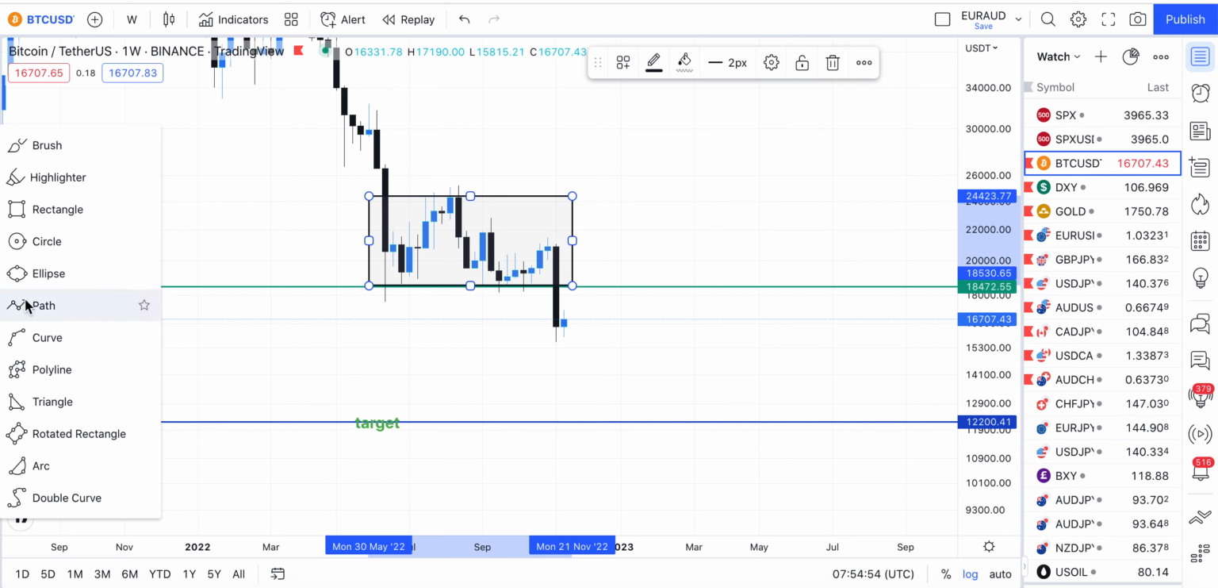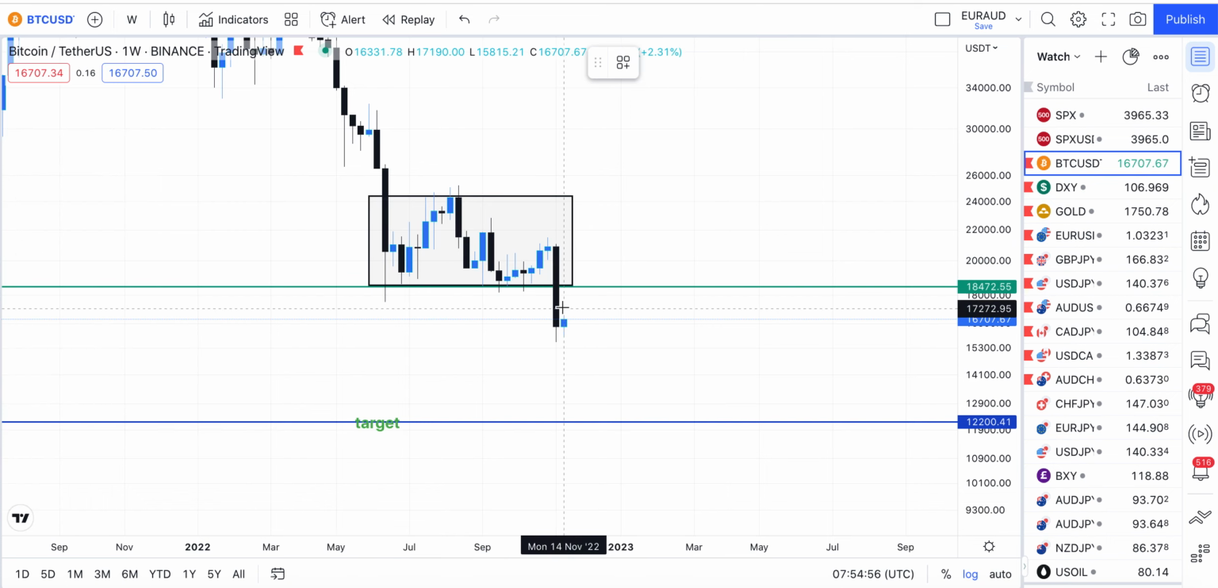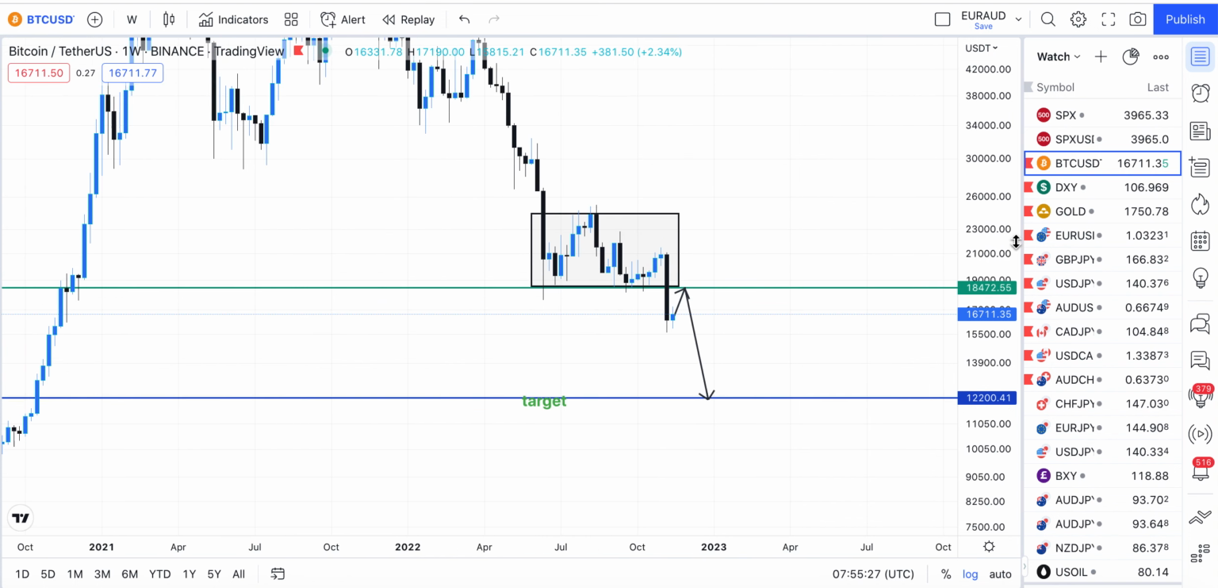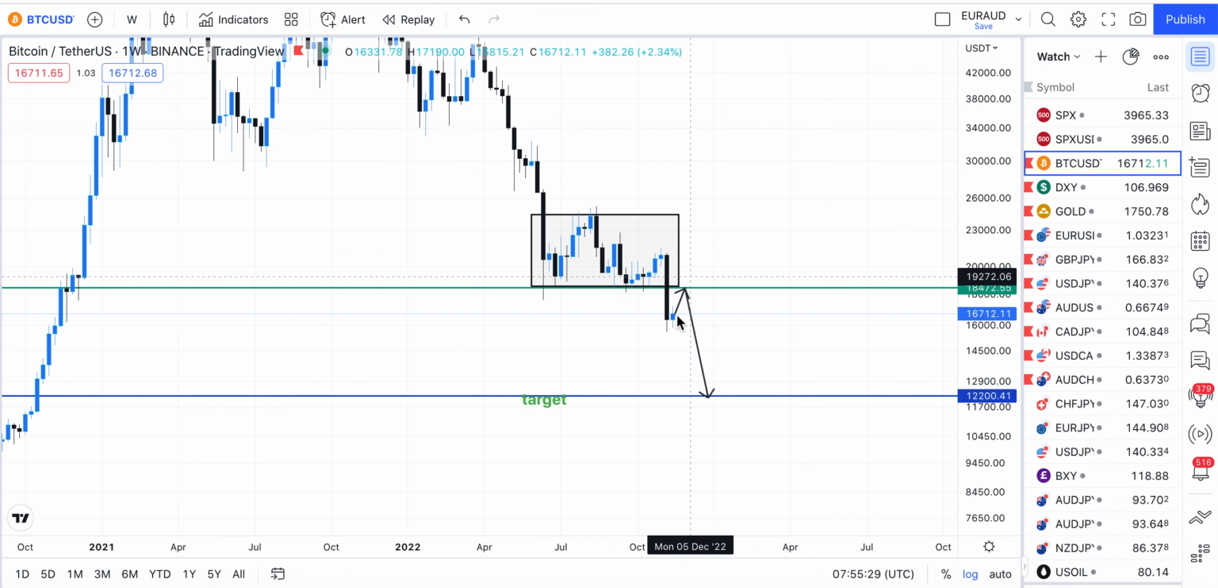Assuming it's a fake out, we would have seen something like this from here, and then it would move back. We can have a retracement to 18,000 before we move to 12,000. Our next target is 12,000, but we might have a retracement this week to 18,000. So let's see how it goes right there.